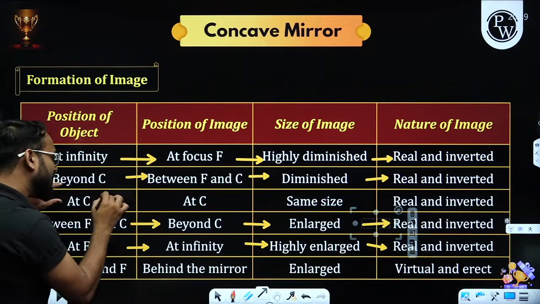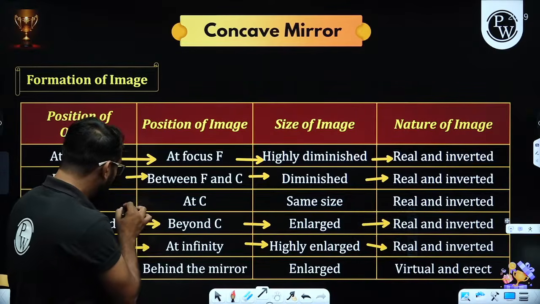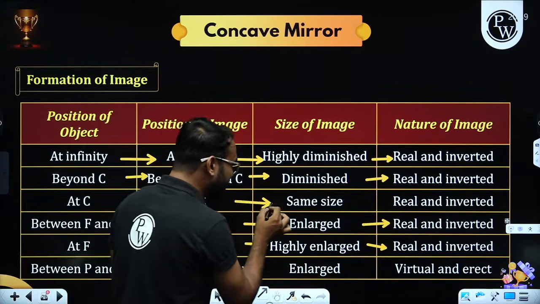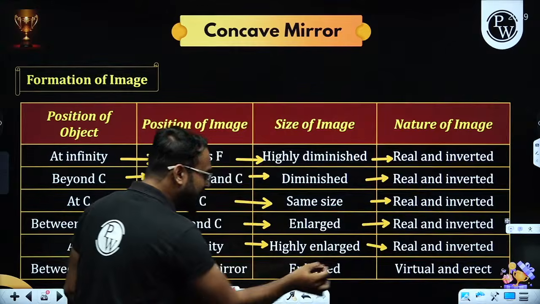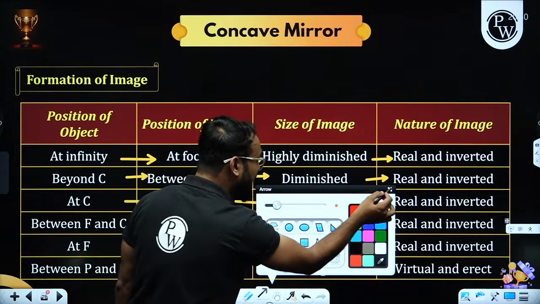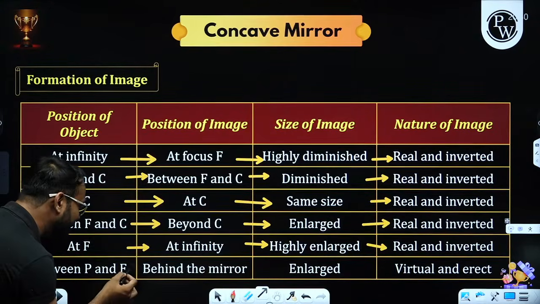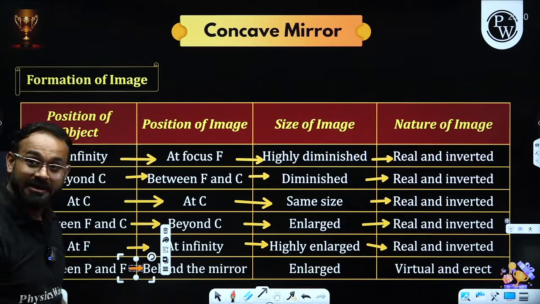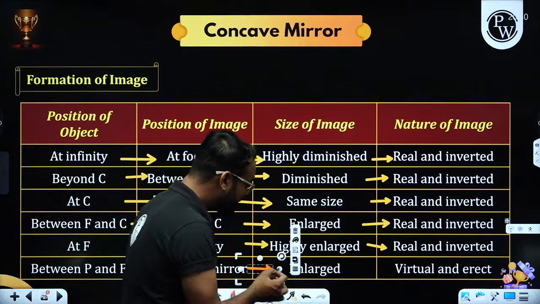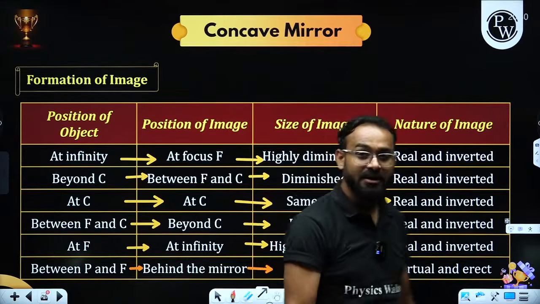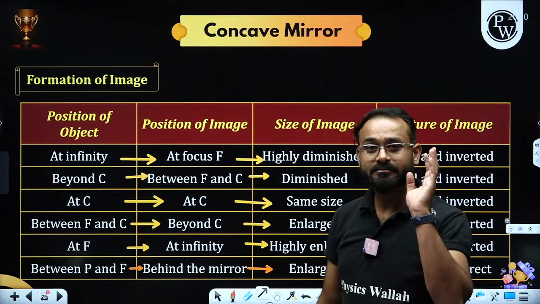At C, the center of curvature, there are no changes: the image is at C, same size, real and inverted. And the last case is where the object is between P and F: the image will be behind the mirror, enlarged, and at last virtual and erect. Very important case.